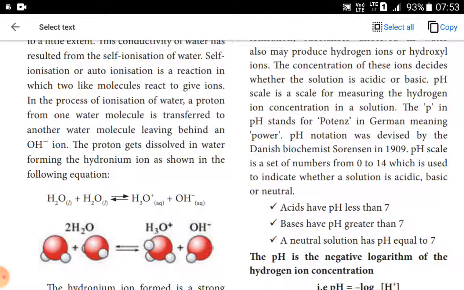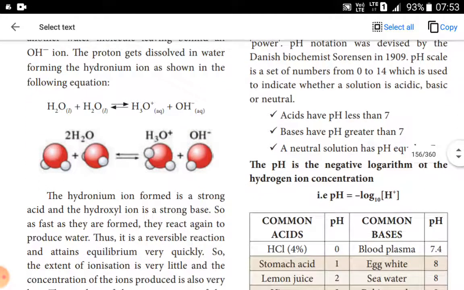The same reaction is given in balanced form: 2H2O gives hydronium ion and hydroxyl ion. The hydronium ion is a strong acid, and the hydroxyl ion is a strong base. So when they are formed, they immediately react again to form water. Because of their strong acidic and basic nature, they immediately recombine to produce the water molecule. So it is a reversible reaction and it attains equilibrium very quickly.